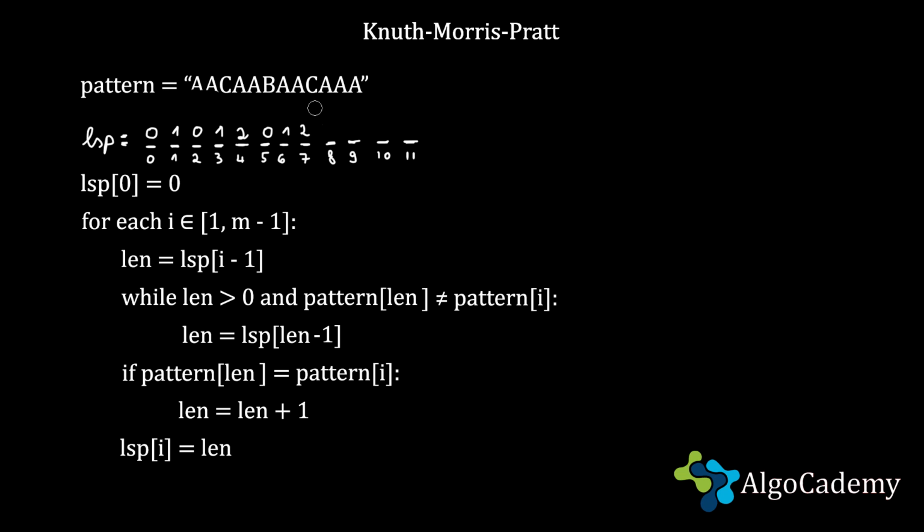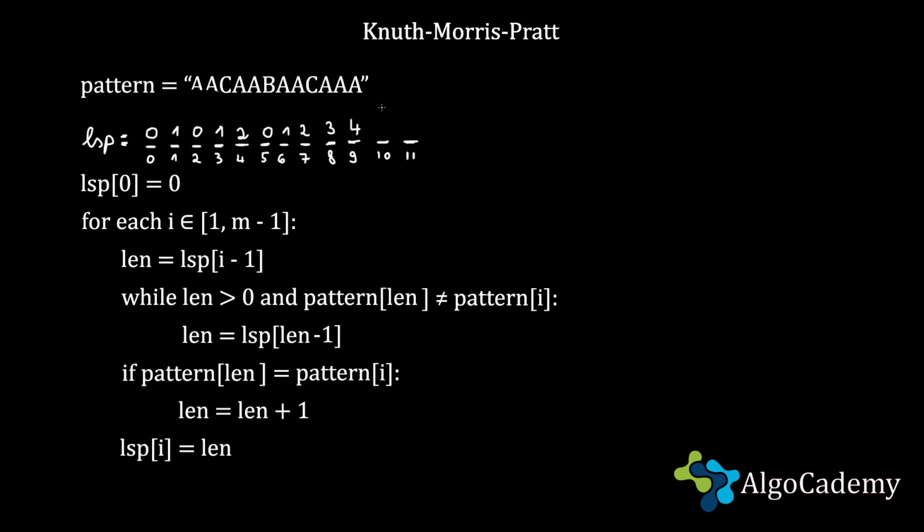And I move on and compute the next LSP, which is here. Cool. Len equals 2. Good. Len is greater than 0. Yes. Is pattern of 2, which is this one, different than pattern of I? It's not. Okay, so I can even extend one more time. They are equal. Len becomes 3, and the LSP is going to be equal to 3. Move to the next one. So I compute this LSP. Len is initially equal to 3. Okay. Len greater than 0. Yes. Pattern of 3, which is this one, is different than pattern of I? It's not. Okay, so I can extend even one more time. They are equal. Len is equal to 4, and the LSP becomes 4.